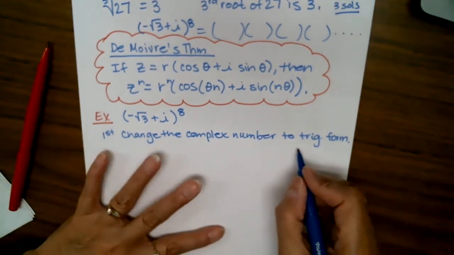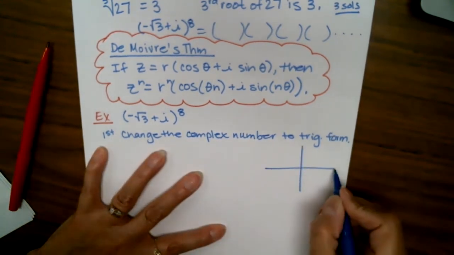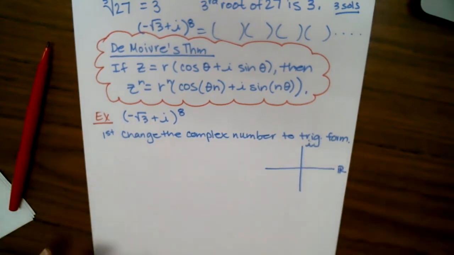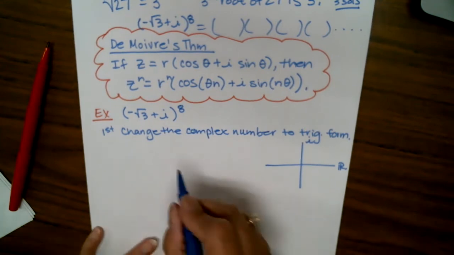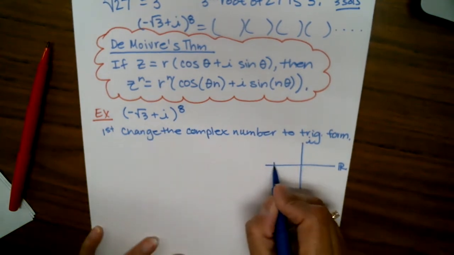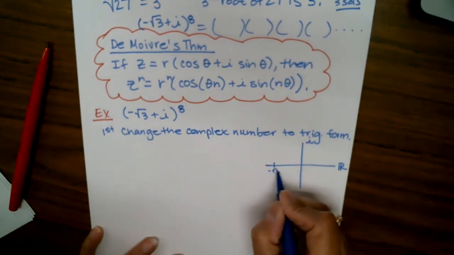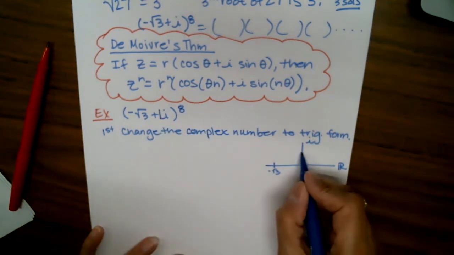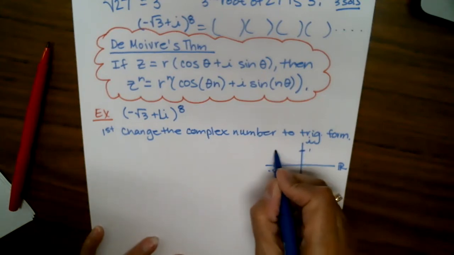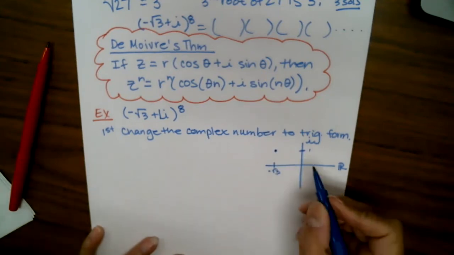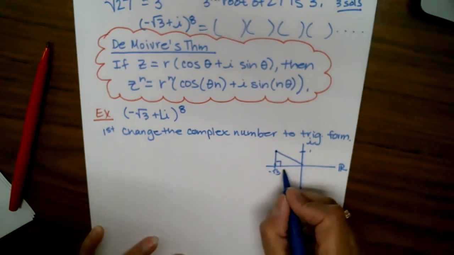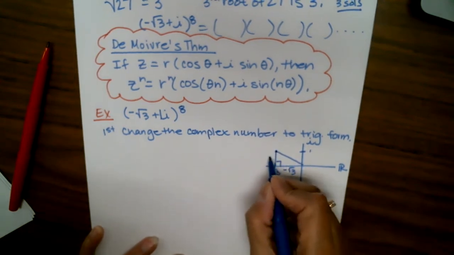So let's see. We know how to do this. We talked about this yesterday. Here is the real part of the complex number and the imaginary part of the complex number. It looks like we go negative square root of 3 and then go, what, up 1? It's like a 1 there. Go up to 1, and that is the number we're talking about. So let's put it in trig form. We know that this is negative square root of 3, and this is 1.